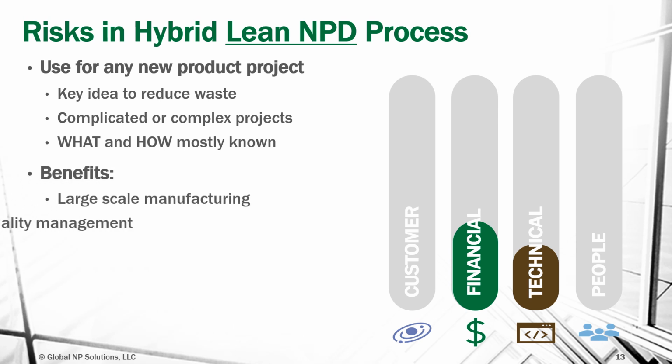The benefits of implementing lean new product development in a large-scale manufacturing process is one of the best aspects of using this product development methodology. It's also integrated tightly with quality management because lean is built off of the Toyota production system, and lean new product development uses that idea to reduce waste.